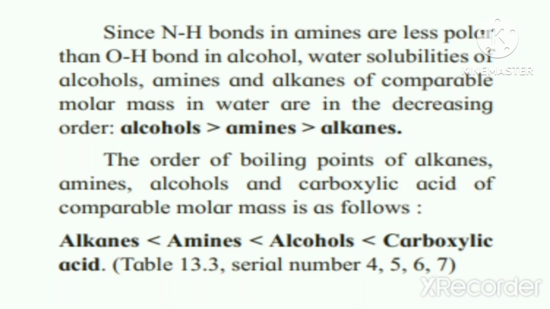The order of boiling point of alkanes, amines, alcohols and carboxylic acids of comparable molar mass is as follows: alkanes are lower than amines, lower than alcohols, and lower than carboxylic acids. We will see this in the next table, with compounds numbered 4, 5, 6 and 7.